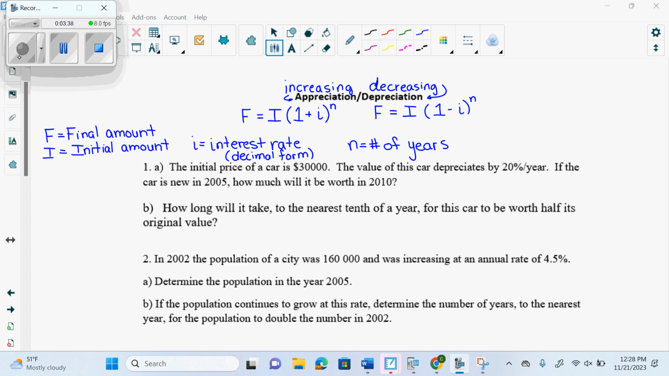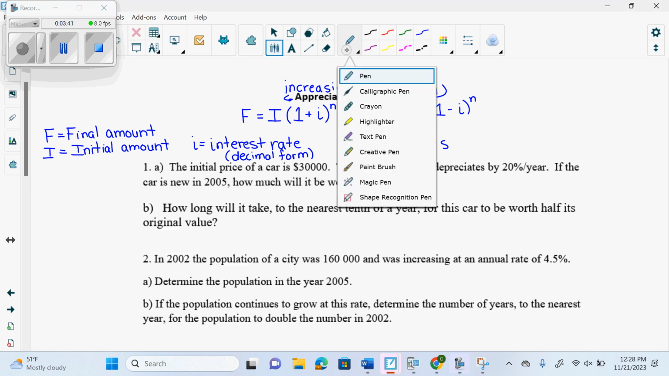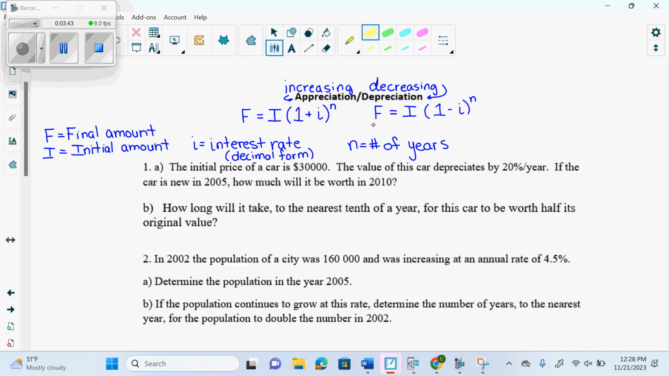So let's talk about this question. Okay, the initial price of the car is $30,000. The value of the car depreciates by 20%. So is it increasing by 20 or decreasing? Decreasing. If the car is new in 2005, how much will it be worth in 2010?